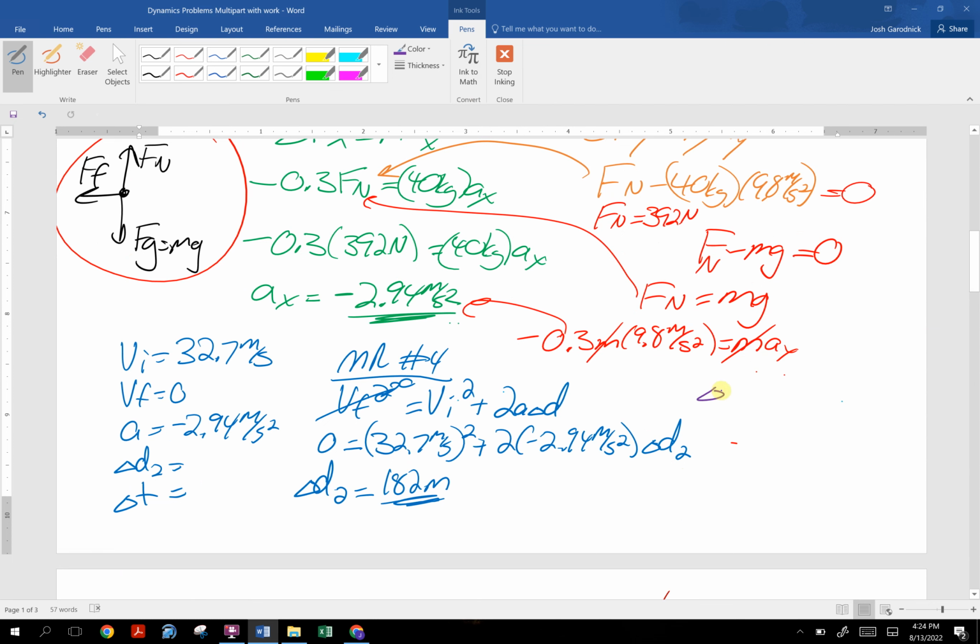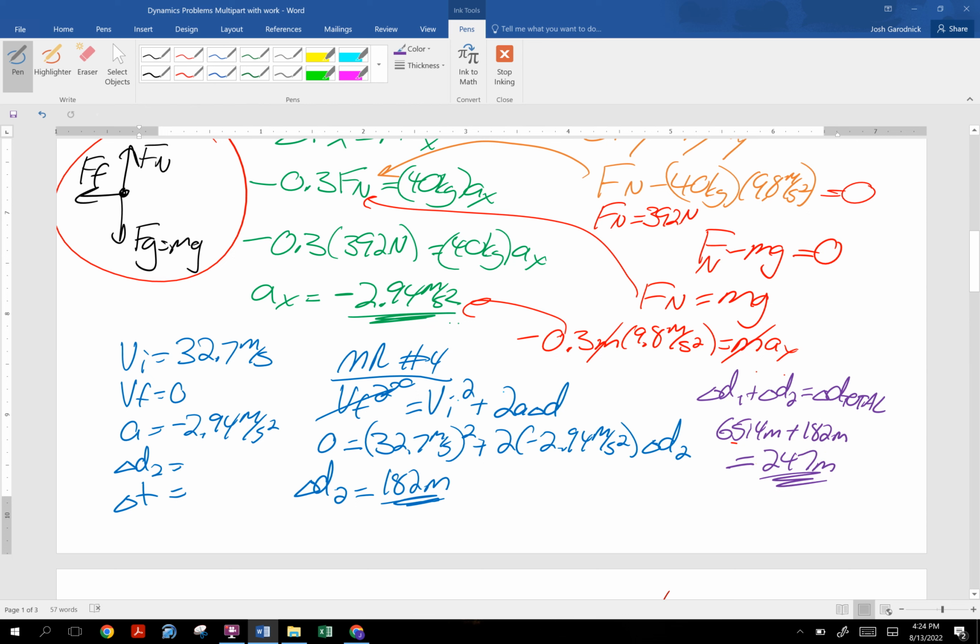And to get delta D total, it's the sum of the distances, which I didn't write out in the beginning, but you can do if you think it might be helpful. So we have a distance for part 1 of 65.4 meters plus 182 meters equals a total of roughly 247 meters. And that's about it.